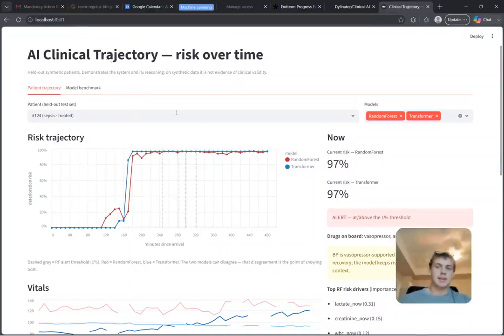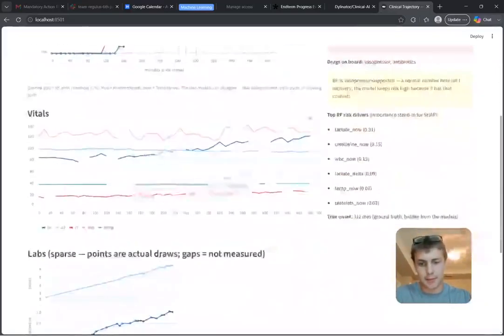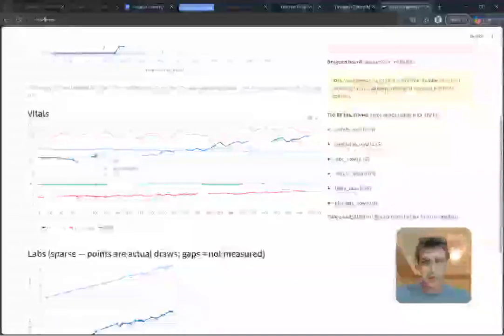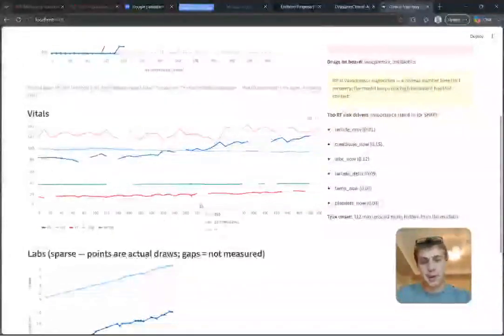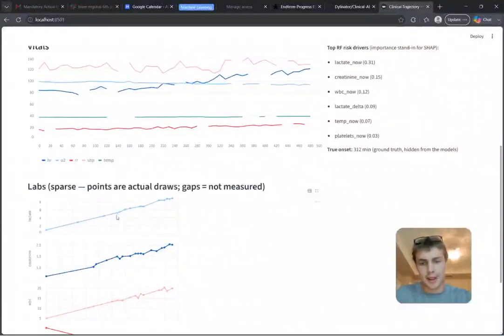This is an AI clinical trajectory alert thing. So basically, what happens is the patient comes in and they have some sort of complication. This model detects sepsis. So we have some synthetic data and some vitals that are pulled from generated patients. And so here are the vitals, here are their labs.